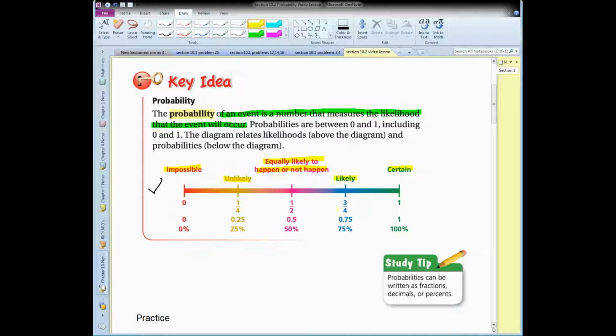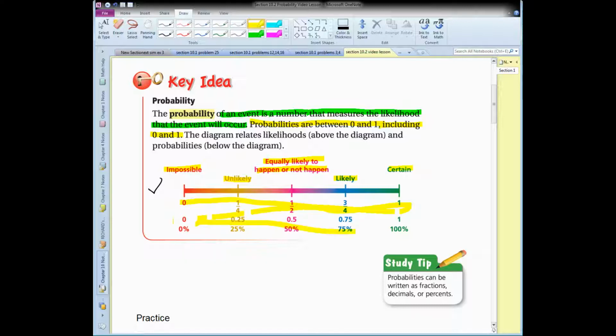All right. So other things about probability. Probabilities are between 0 and 1. I said that. And you can include 0 and 1. But probabilities are not negative, and they are not greater than 1. So if you calculate the probability of something and you get a negative number, that's incorrect. If you calculate the probability of something and you get a number greater than 1, that is also incorrect. Okay, so this diagram below relates likelihoods, the above diagram, that's what the words are, and the probabilities, which are the numbers below.